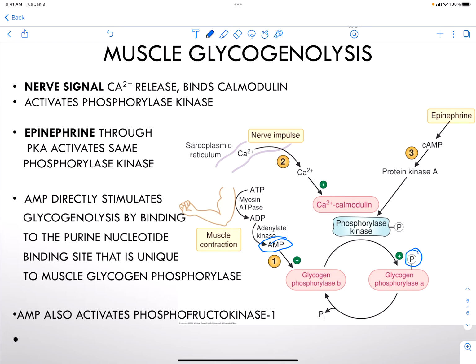Now, the activation of your phosphorylase kinase can happen in two different ways. You can have a nerve impulse, which triggers calcium release, and the calcium calmodulin will activate phosphorylase kinase. You can also have hormone, the fight or flight, epinephrine, that will activate cyclic AMP, protein kinase A, which then can activate phosphorylase kinase. Phosphorylase kinase is activated by a phosphate, and phosphorylase kinase will, in addition, then phosphorylate glycogen phosphorylase B to form glycogen phosphorylase A.